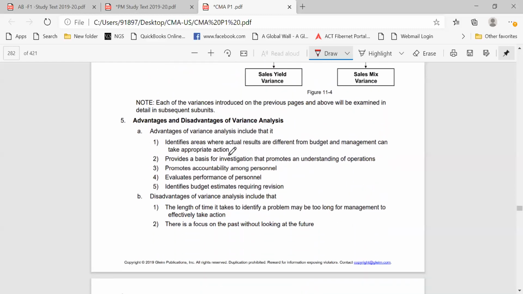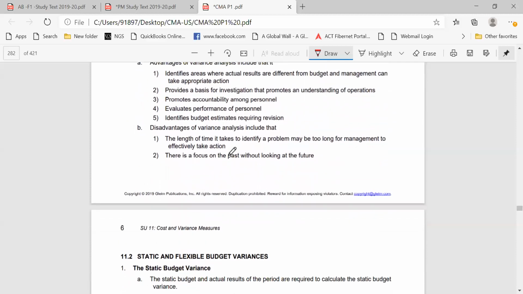Now, advantages and disadvantages of variances. Make sure that you guys know this and apply it to identify areas where actual results are different from budget, so management can take action where it is going wrong. It also evaluates performance of personnel and identifies budget estimates requiring inclusion in the revision. I hope you guys are getting this. Now, the disadvantage is that the length of time it takes to identify a problem may be too long for management to effectively take a decision. Hope you guys are understanding this.